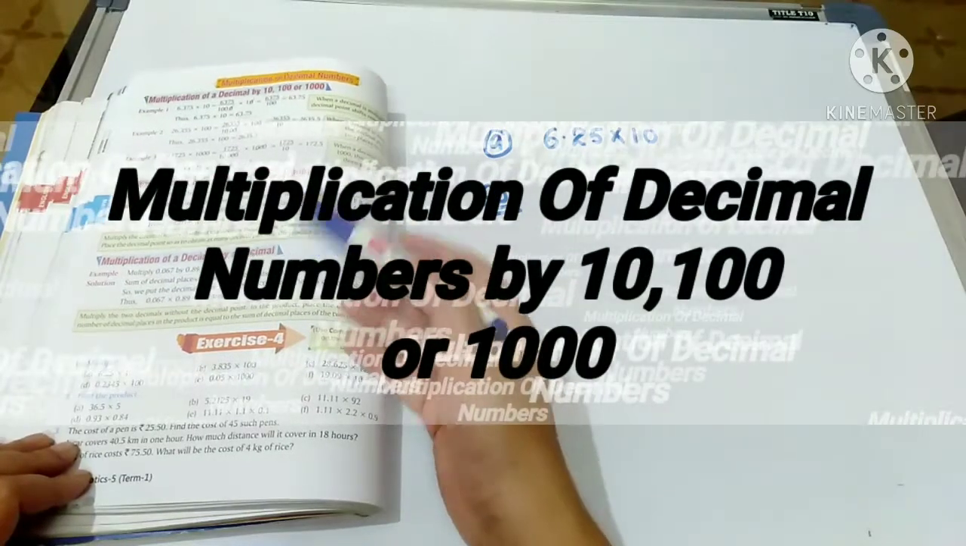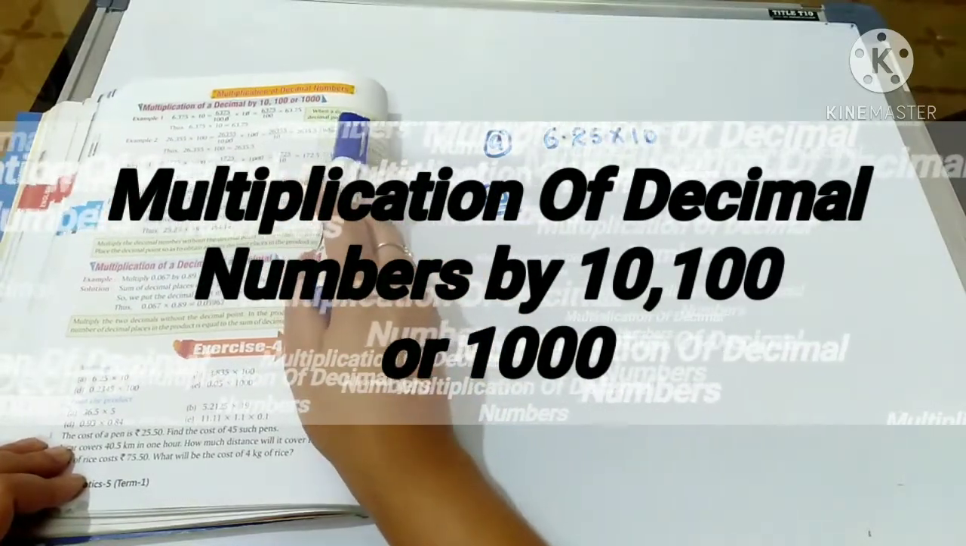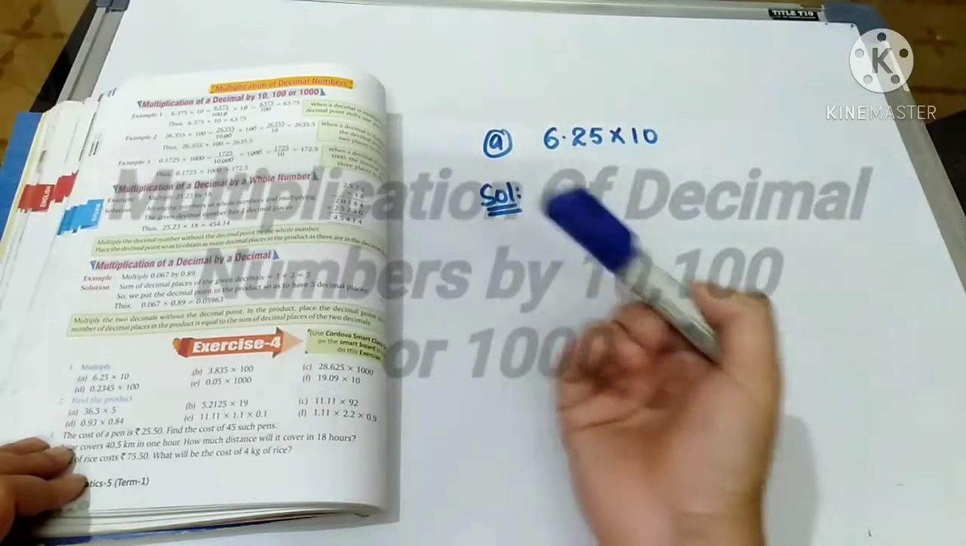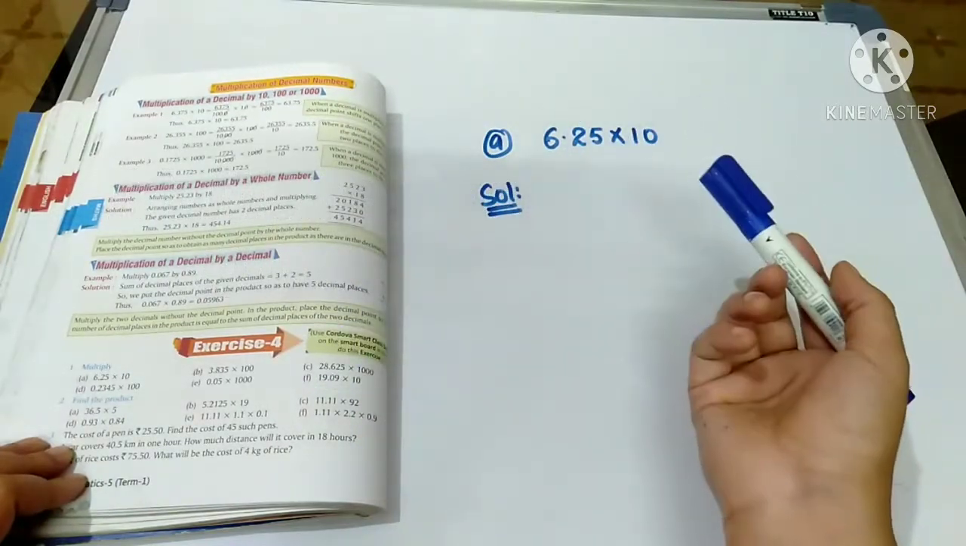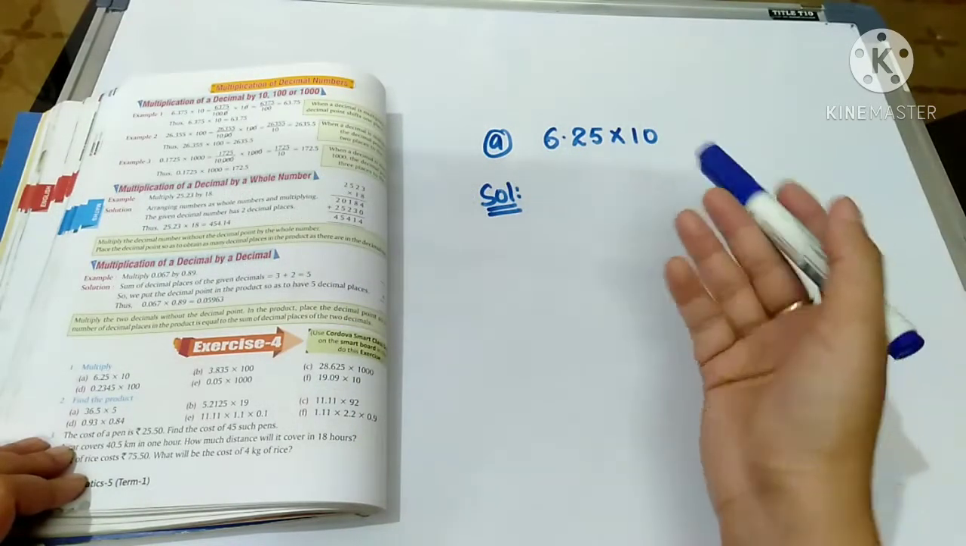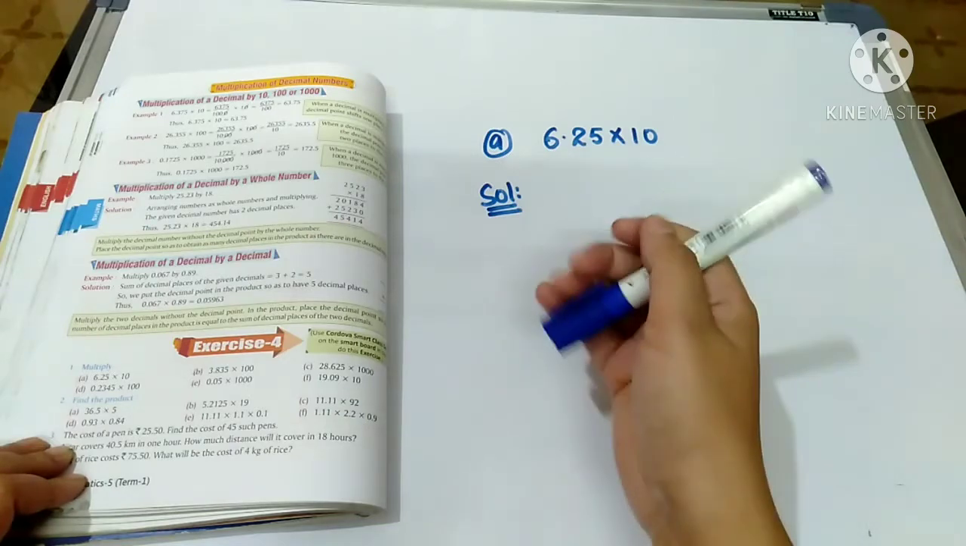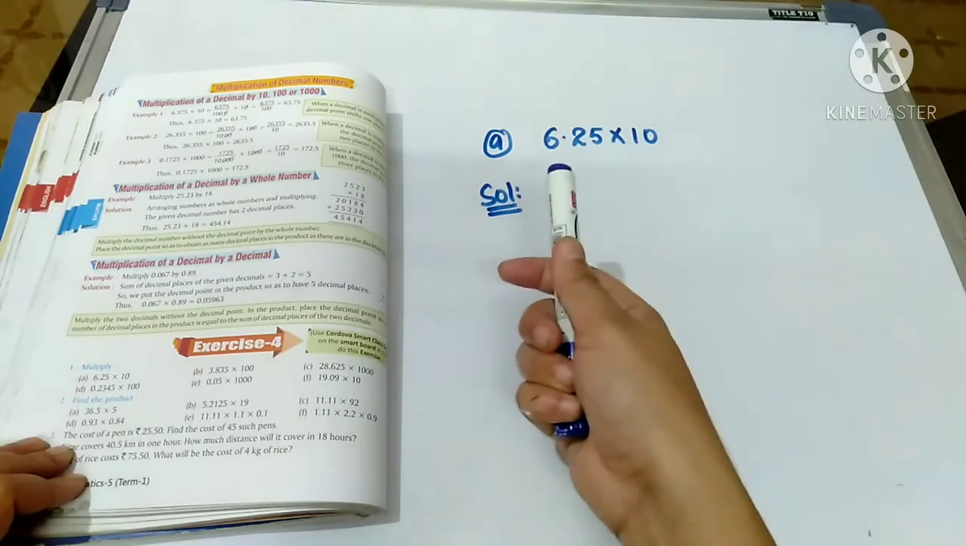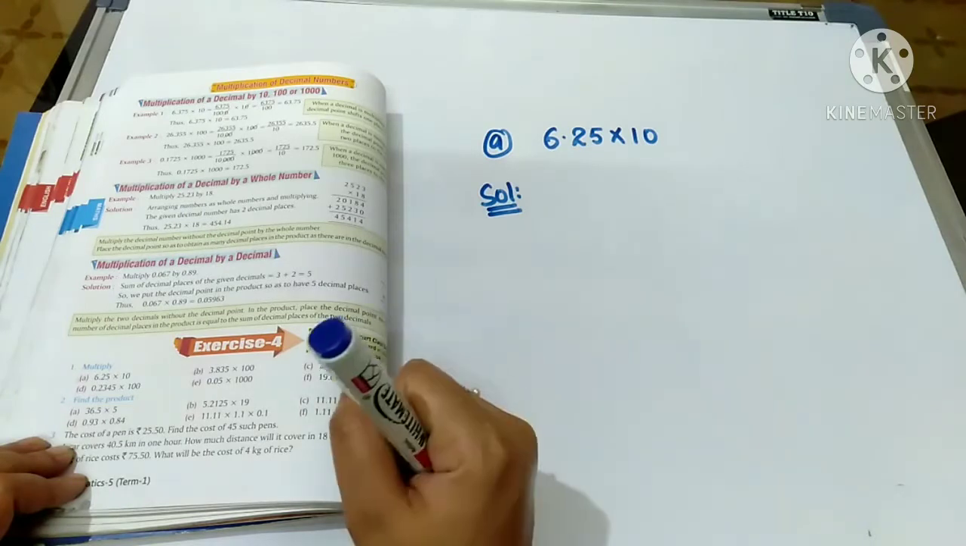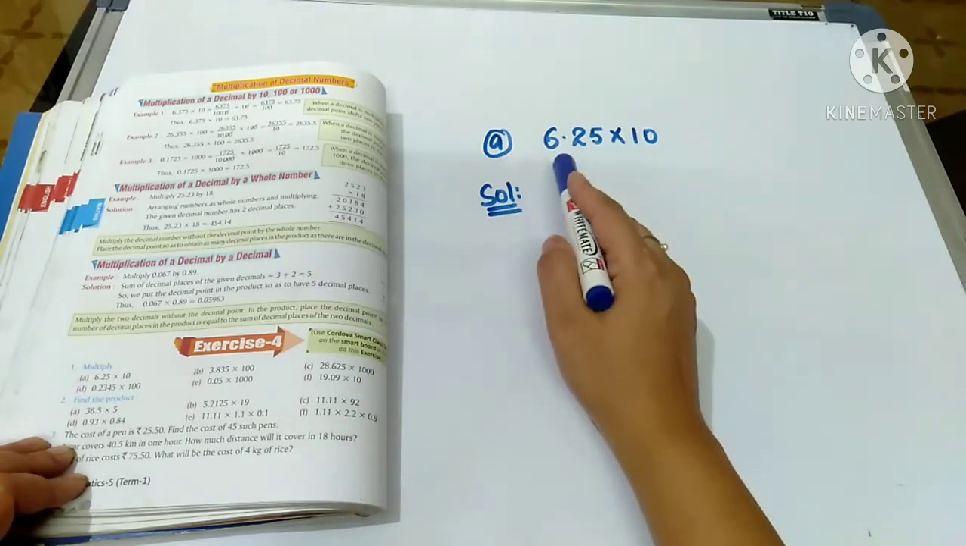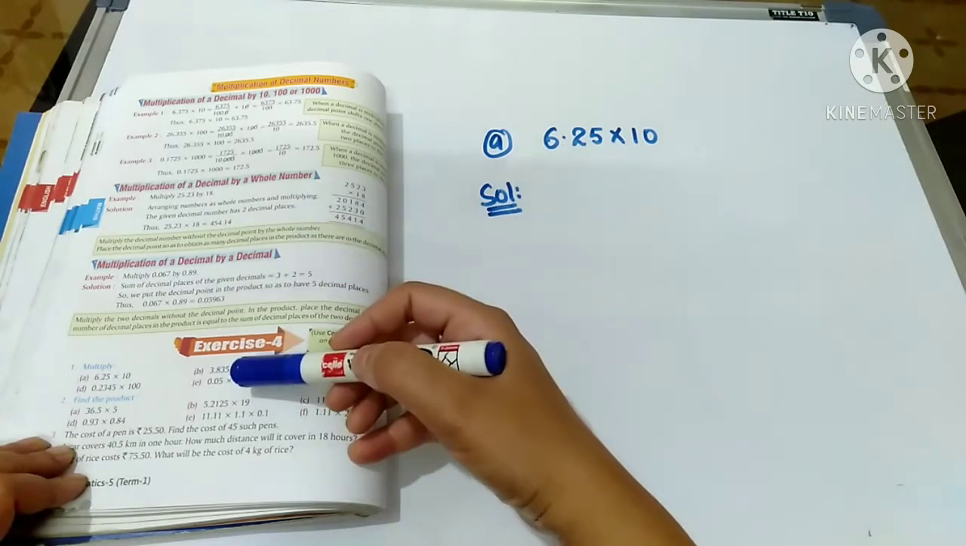Today we are going to see multiplication of decimal numbers, exercise 4. So how to multiply the decimal numbers? We have seen addition and subtraction of decimal numbers. Similarly, now we are going to see how to multiply the decimal numbers. So here I have taken a question from exercise 4.